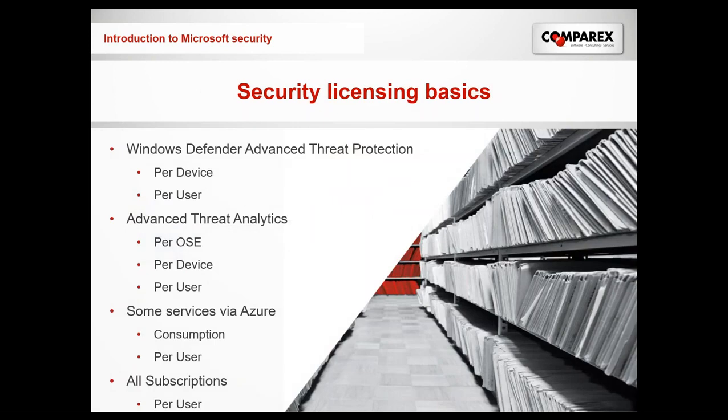Licensing these products. When licensing subscriptions, such as most Microsoft security products are, usually this is done on a per-user basis, as you know from Office 365 licensing. There are, though, products in the security portfolio that can be licensed in other ways. Windows Defender Advanced Threat Protection is a service that is added to Windows Enterprise, and because of that, this product can be licensed per device, similar to the operating system.